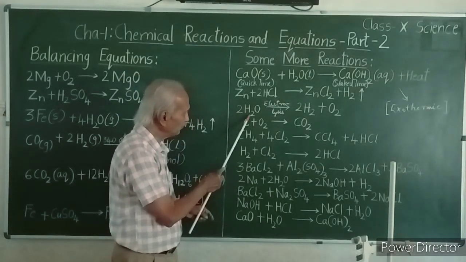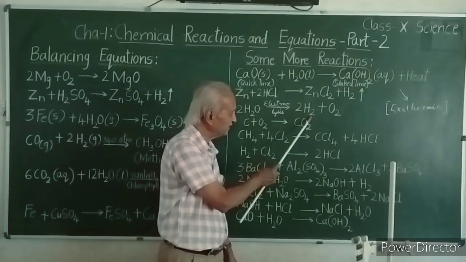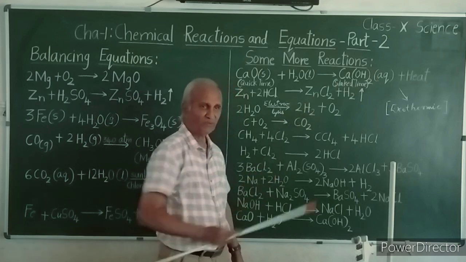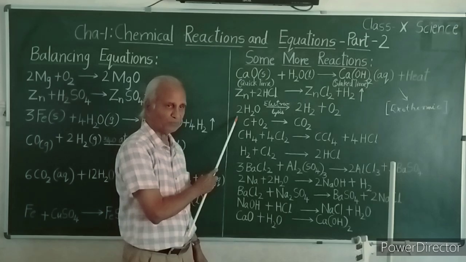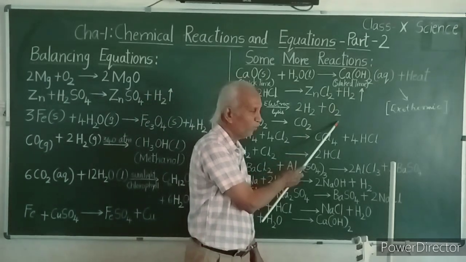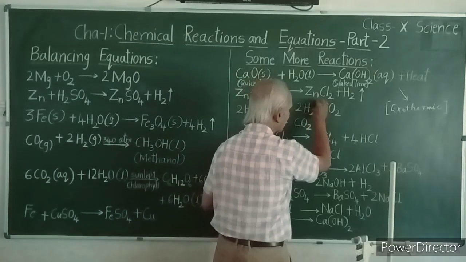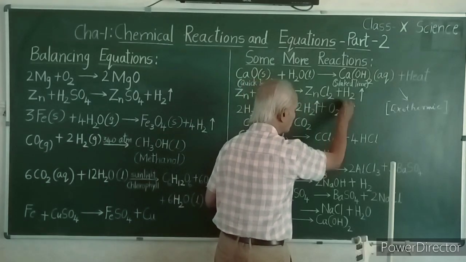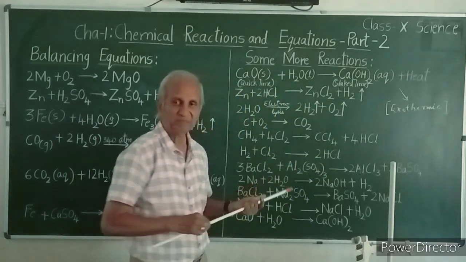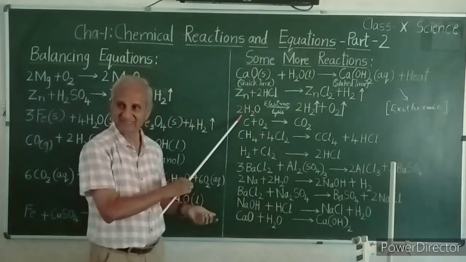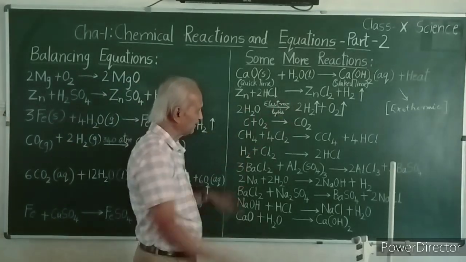Here 2H2, 2 into 2, 4 atoms of hydrogen. O2, the coefficient is 2, so here it is O2. It is balanced. I can add an arrow mark here too, because both these happen to be gases. Water is a liquid. Now it's a complete equation.